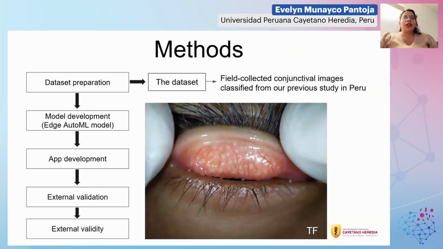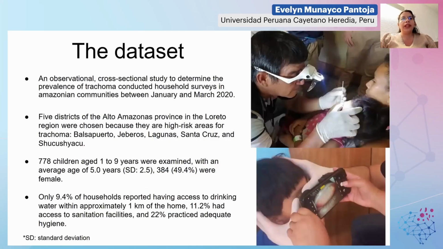The data set includes field-collected conjunctival images classified in a previous study in Peru. The data set came from an observational cross-sectional study to determine the prevalence of trachoma in 2020. We included 5 districts of the Alto Amazonas province in the Loreto region, which is part of the jungle of Peru. We included 78 children aged 1 to 9 years. The average age was 5 years, and the majority were female.